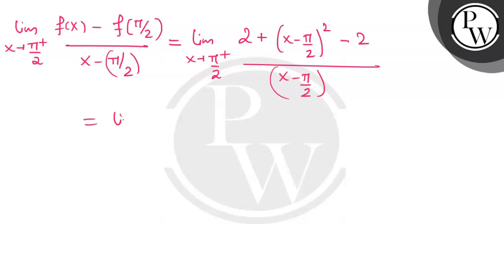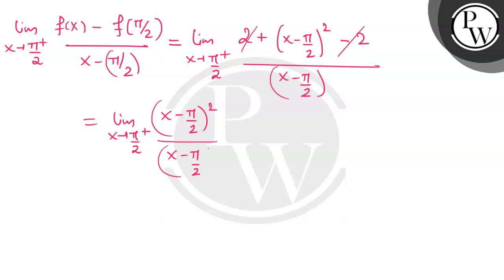Simplify कर लेंगे, so this is limit as x goes to pi by 2 plus of, 2 to cancel, and यहाँ पर आ जाएगा (x minus pi by 2) the whole square divided by x minus pi by 2, and now we can cancel this out because x is going to pi by 2 but not equal to pi by 2, and this is equal to limit as x goes to pi by 2 plus of x minus pi by 2, and यहाँ पर वैल्यू आ जाएगी 0.